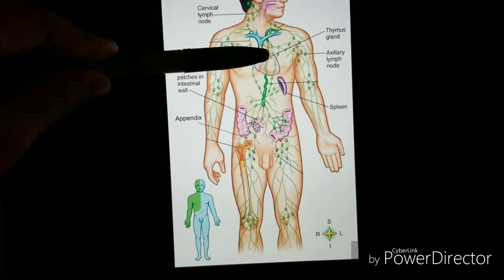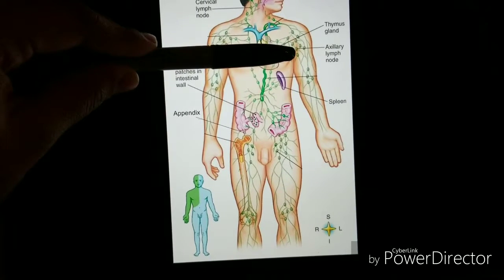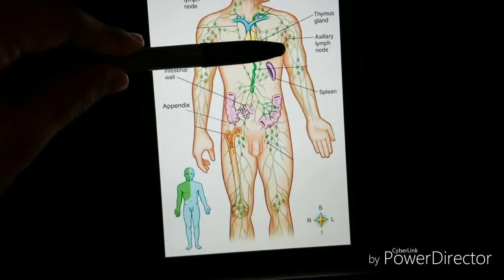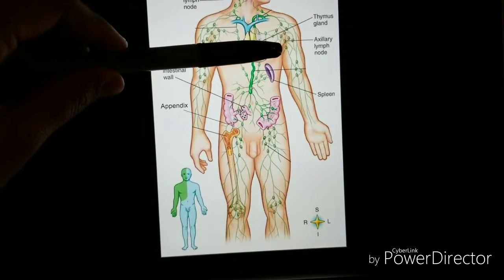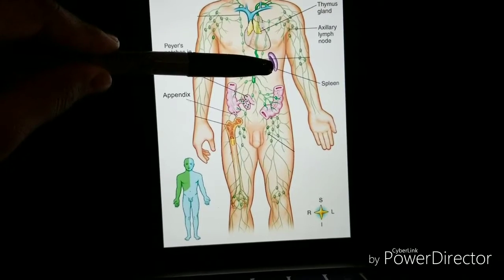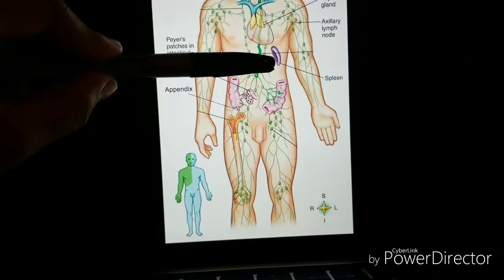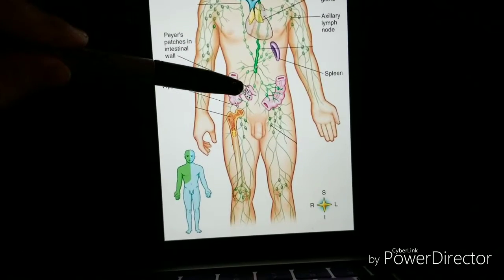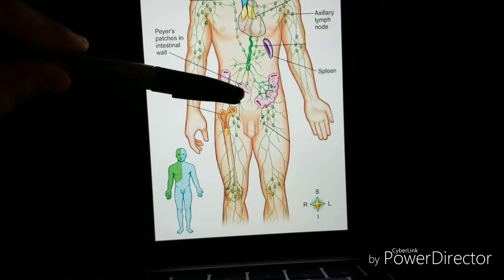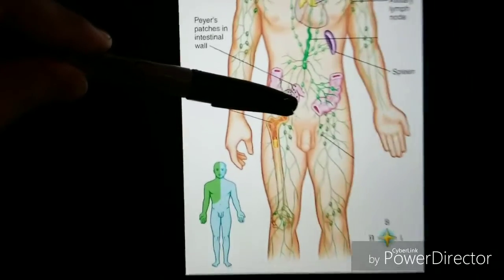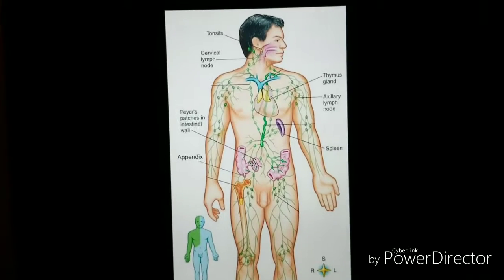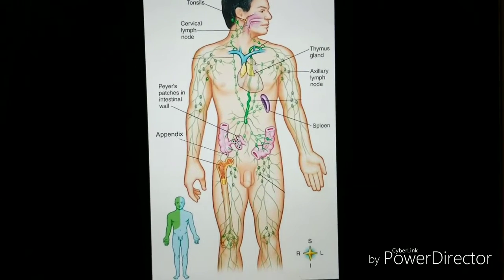And over laterally, we have the axillary lymph nodes, which are located in our armpits, as we can tell by the name axillary, which means armpits. And inferiorly to that, attached to the lateral point of the stomach, we have the spleen, right over here. And then below that, attached to the inside of the intestinal wall, we have the Peyer's patches, which is right over here. We also have our appendix, which is a finger-like structure located at the end of the intestine, and that is right over here. Perfect. So those are all of the lymphatic organs that we need to review.